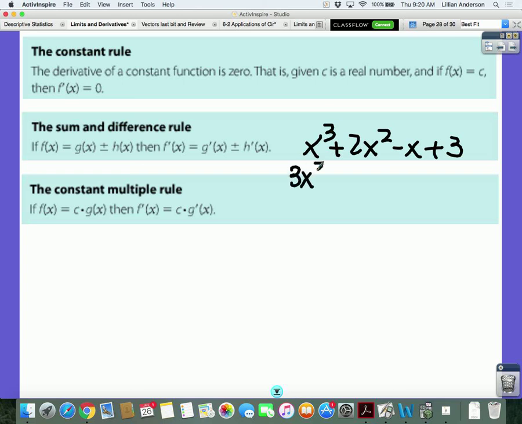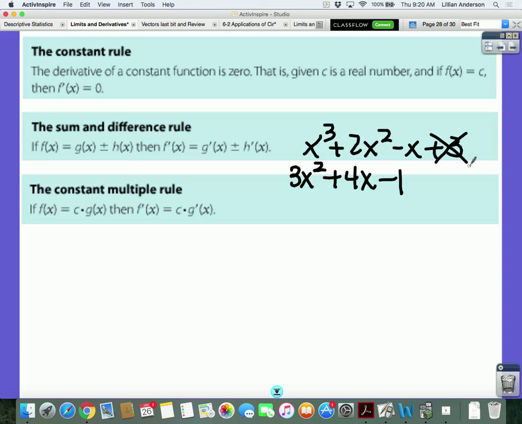3x squared. You would take the derivative of 2x squared, which would be what? 4x. And then the derivative of negative x minus 1. Derivative of a constant is always 0, so that goes away. So the sum and difference rule basically says you're taking the derivative of every single term.